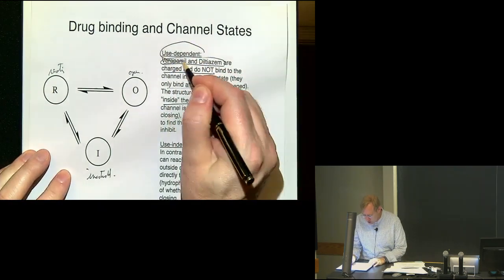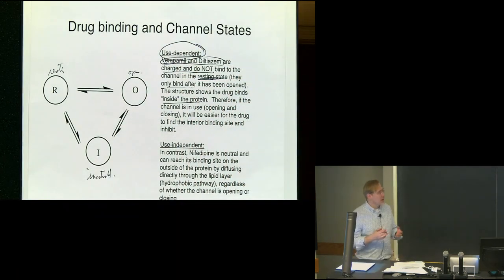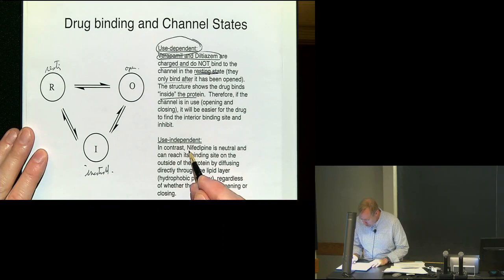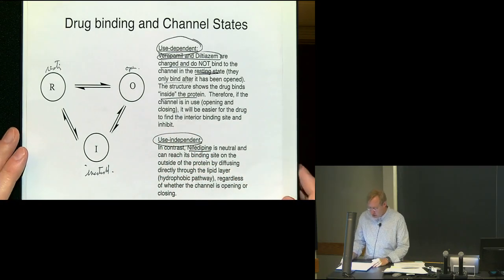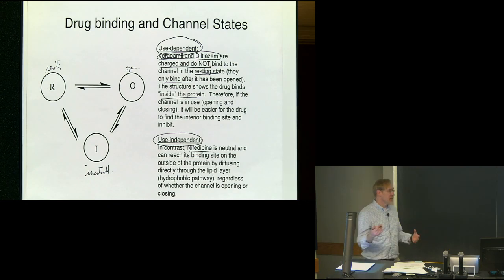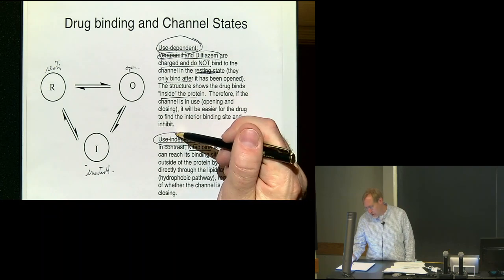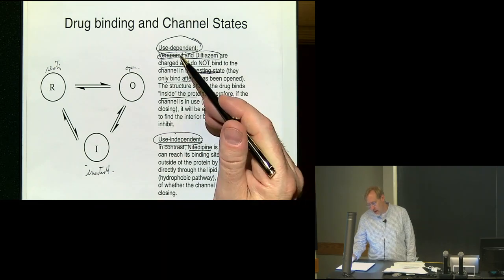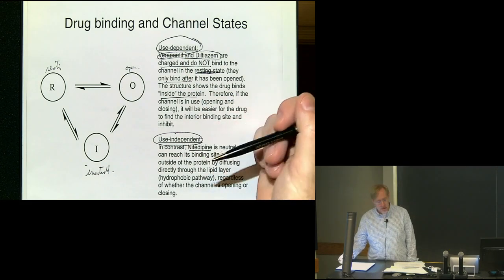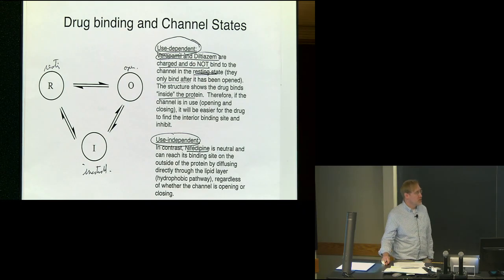So these are called use-dependent drugs because the channels that are more active are inhibited to a greater extent. But nifedipine is called use-independent. You remember that one's kind of neutral, sort of sticks on the outside of the protein, diffuses through the lipid bilayer and finds a nook and cranny on the outside, this hydrophobic pathway. And that happens whether the channel is opening or closing. So it's use-independent. This will get unpacked by other faculty as they come down, to show why you might choose a use-dependent or a use-independent therapeutic to help different arrhythmias.